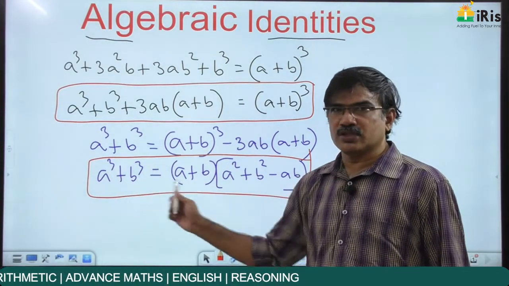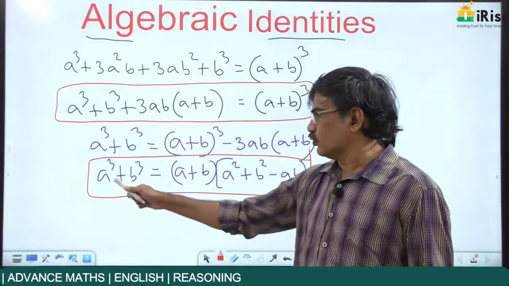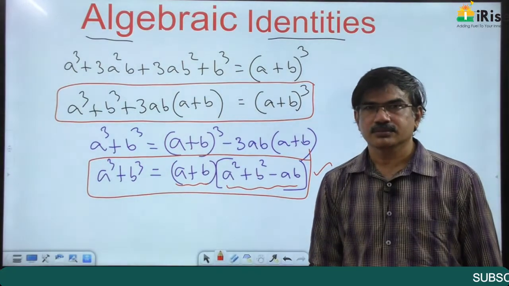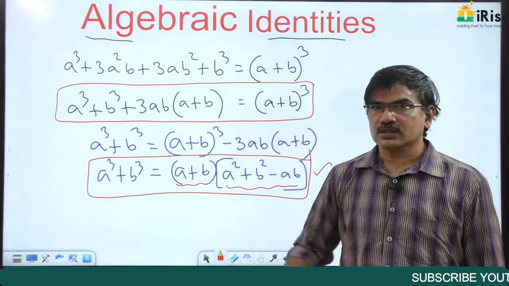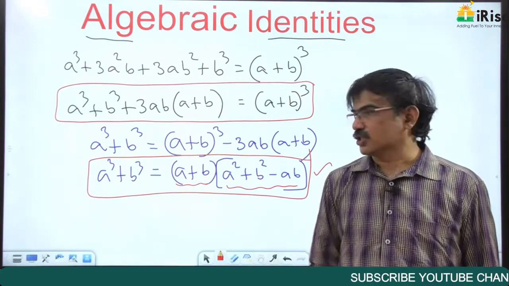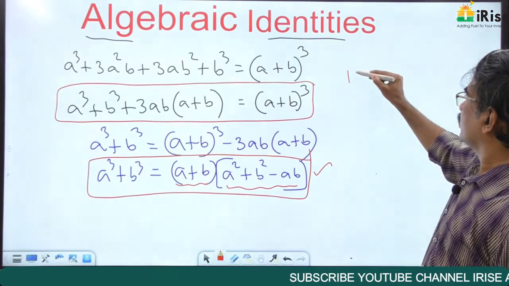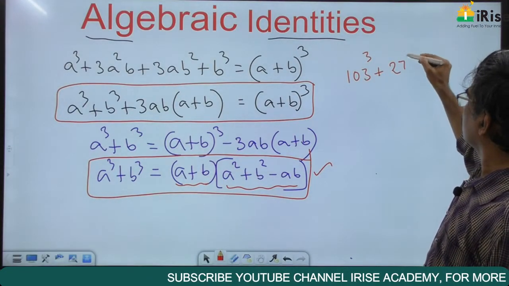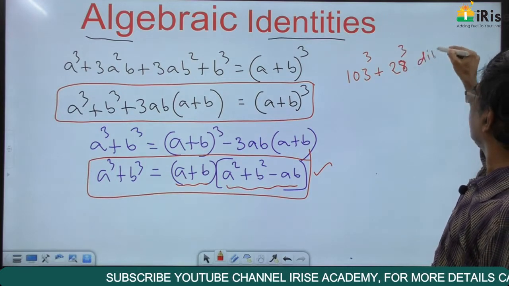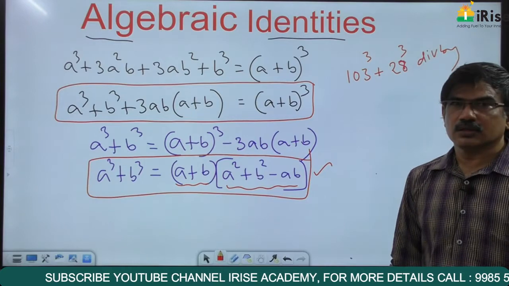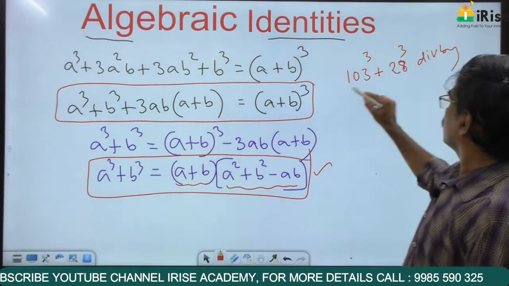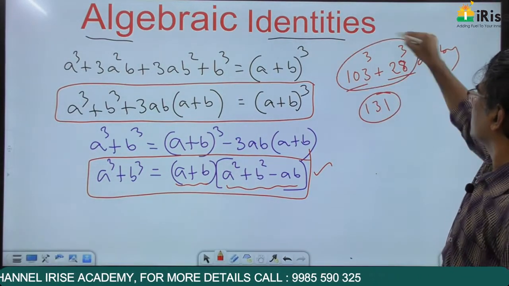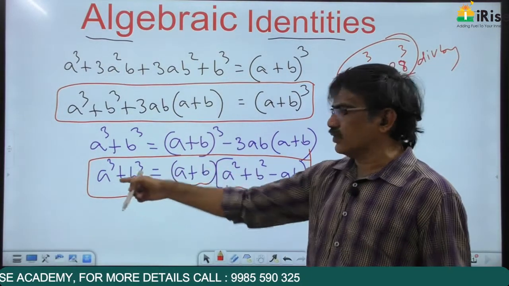A cube plus b cube is equal to a plus b. Write it as a product of two factors: a plus b is one factor and a square minus ab plus b square is the second factor. Okay, and actually these questions will be given in number system also. For example, 103 cube plus 28 cube is divisible by? So you can write a plus b. A cube plus b cube is divisible by a plus b, nothing but 131. This number is divisible by 131 because this is a factor of a cube plus b cube.